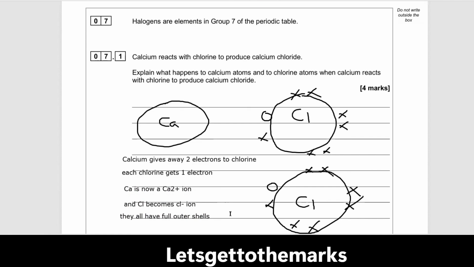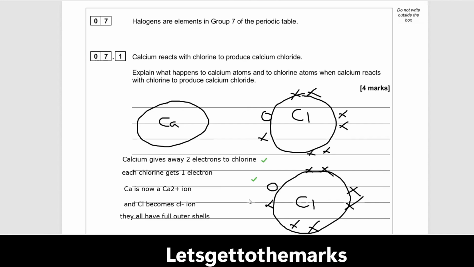So calcium's gone from 2,8,8,2 to 2,8,8. And chlorine's gone from 2,8,7 to 2,8,8. They've both ended up with the same electronic structure, funnily enough. Okay, so you could put that in there if you wanted to get real funky.